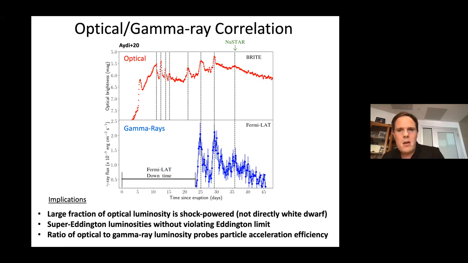And also, I'm not going to talk about it in this talk, but if you measure the ratio, the optical essentially tells you the total shock power, and the gamma rays tell you the non-thermal power, and the ratio is telling you something important about the particle acceleration efficiency at these shocks.